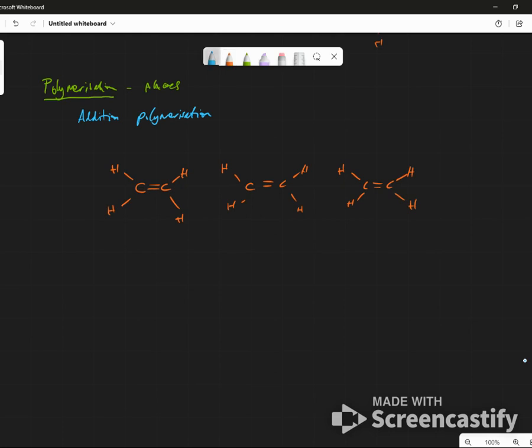Let's have a look at alkenes. There's an alkene. This is ethene. And there's another ethene, and there's another ethene. Three ethene molecules in a row. Now, if we put them under pressure, they will all join together. Basically, electrons will jump from one double bond to the next carbon. They kind of add to each other. These electrons will capture this carbon, and these electrons will capture this carbon, and basically you'll form a long chain.